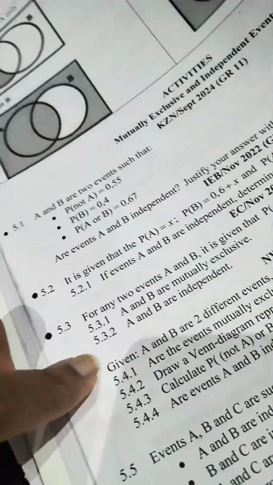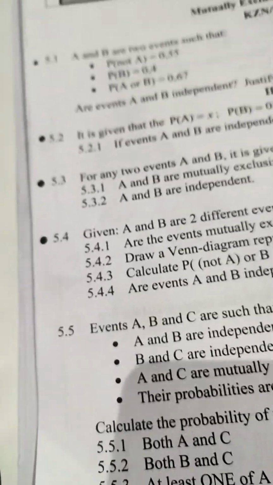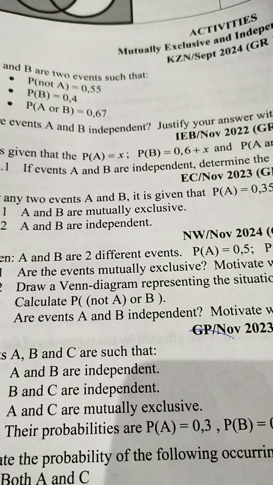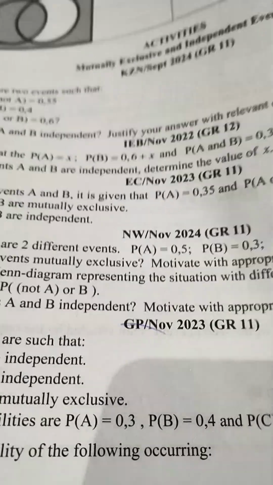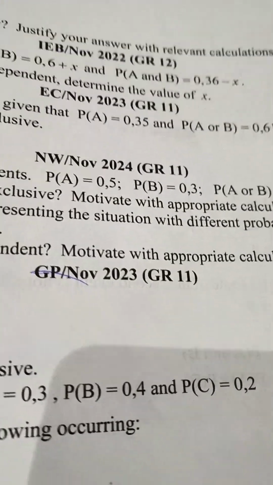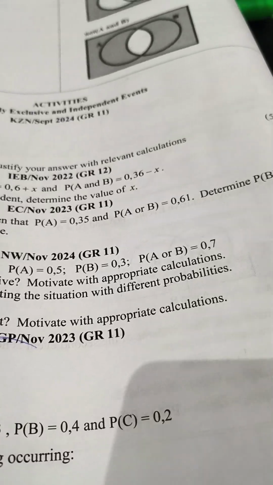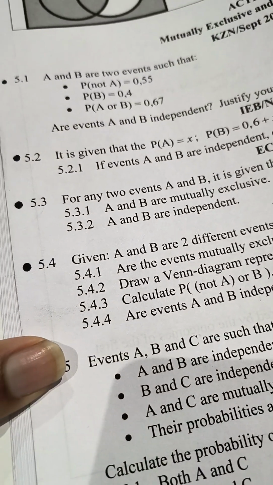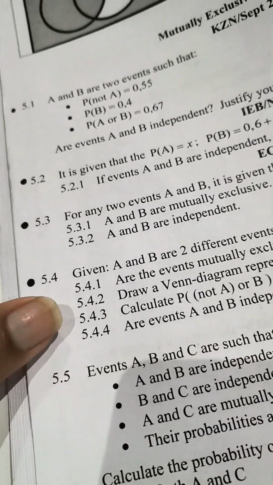5.3 says that for any two events A and B, it is given that probability of A is 0.35 and probability of A or B is equal to 0.61. Determine probability of B if 5.3.1, A and B are mutually exclusive.